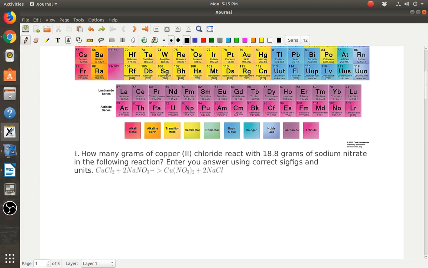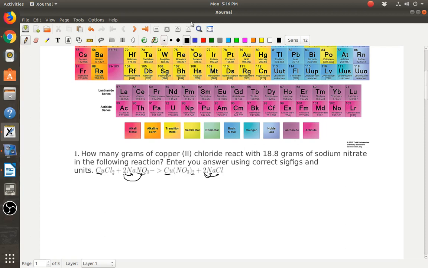So the question is, first of all, we should always check to see if it's balanced. So we have 1 copper and 1 copper, 2 chlorines and 2 chlorines, 2 sodiums and 2 sodiums, and 2 nitrates and 2 nitrates. Okay, yes, it's balanced. If it wasn't, the first thing you have to do is balance the equation.